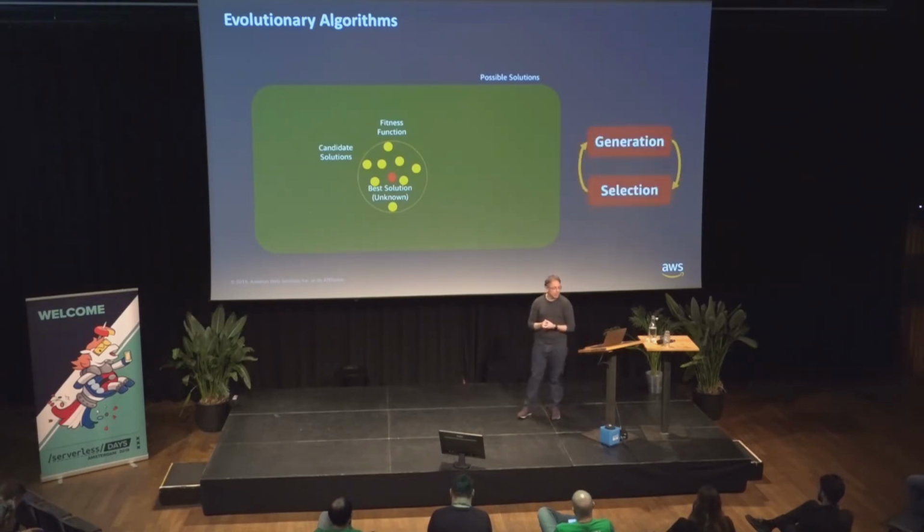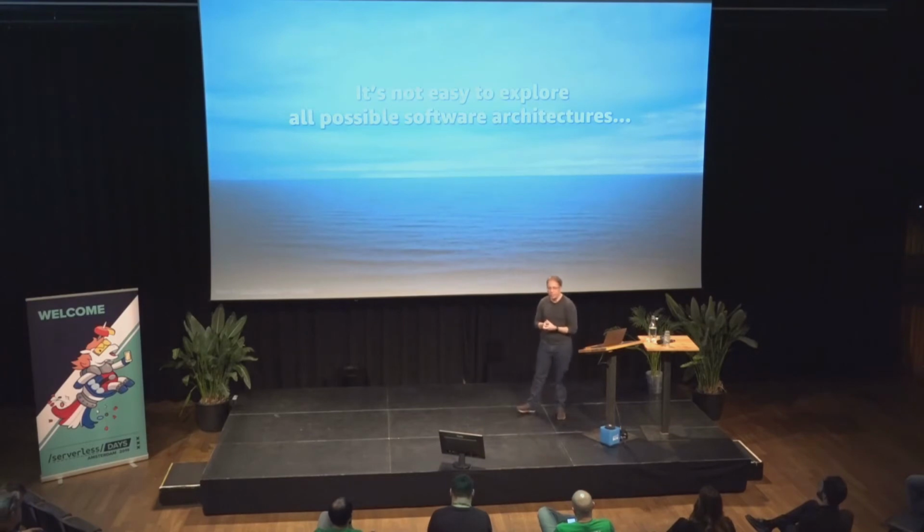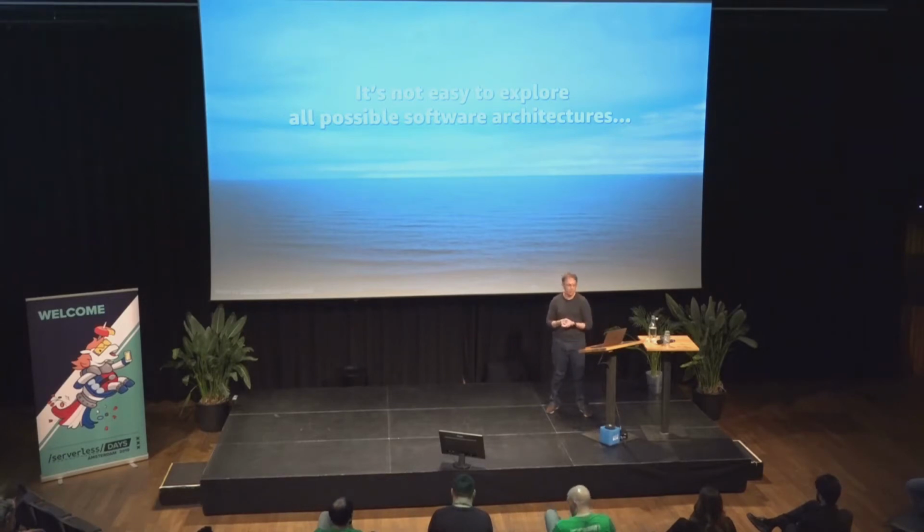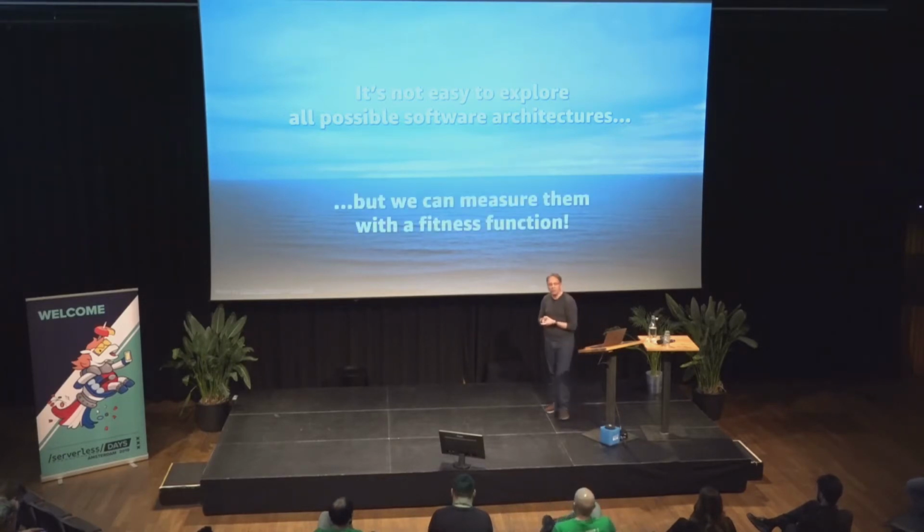The problem here is that for a software architecture, it's really difficult to explore the infinite space of all possible technical choices that we can make. So we can't really use automatic evolutionary algorithms to solve this problem. But we can still use the fitness function. And this is what evolutionary architecture says: let's create a fitness function that tells us at any point in time how our architecture is improving, or maybe going in the wrong direction.